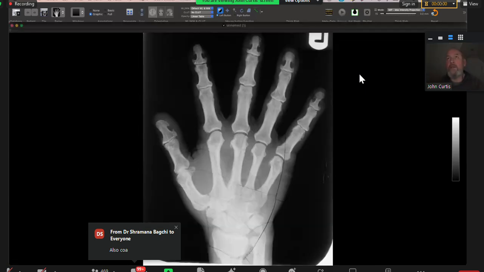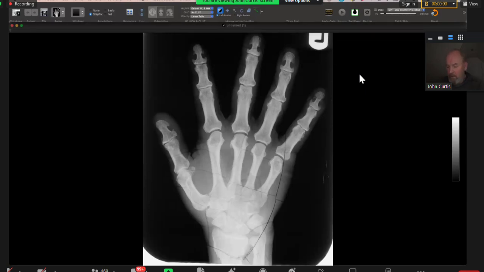Okay, it's a very old film which is cracked, and I've scanned it in. But tell me what the diagnosis is. It has got spade-like distal phalanges, so it's a case of acromegaly. Excellent. Very good.